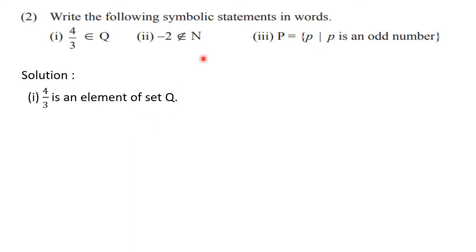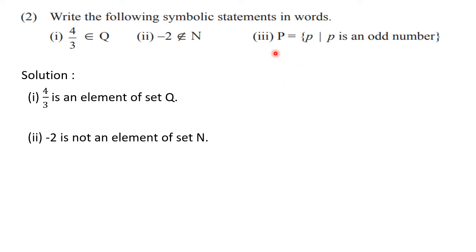Okay. So similarly now you can write -2 does not belong to N, or you can write -2 is not an element of set N. Okay, so either you use the words belongs to and does not belong to, or you can write an element of and not an element of. Any set of words will do. All of you know that Q stands for rational numbers and N stands for natural numbers. So negative numbers will not appear in natural numbers. So minus 2 is not an element of set N, or minus 2 does not belong to set N.